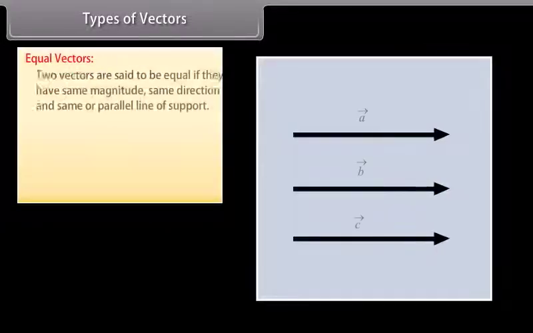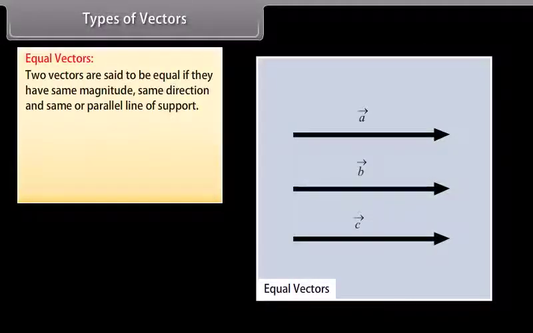Equal vectors. Two vectors are said to be equal if they have same magnitude, same direction and same or parallel line of support.